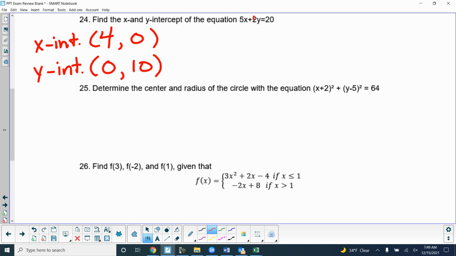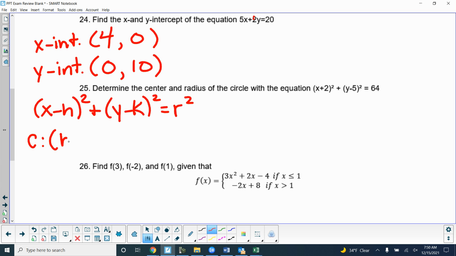All right, so for the circle, the equation is x minus h squared plus y minus k squared equals r squared. That's the formula for a circle. All right, your center is h, k, and your radius is r. Okay?